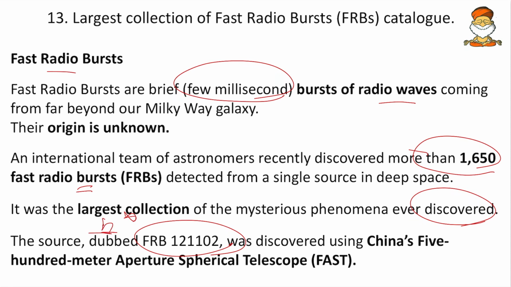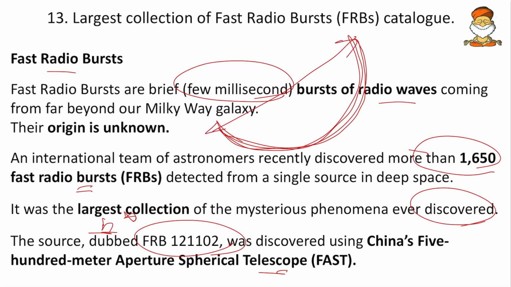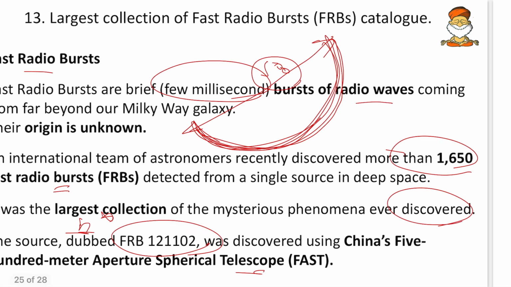This was discovered using China's 500-meter Aperture Spherical Telescope. So what is the aperture of an antenna? The surface area is the aperture of an antenna. So this is the length, here it is 500 meters, and this large aperture antenna discovered these fast radio bursts.